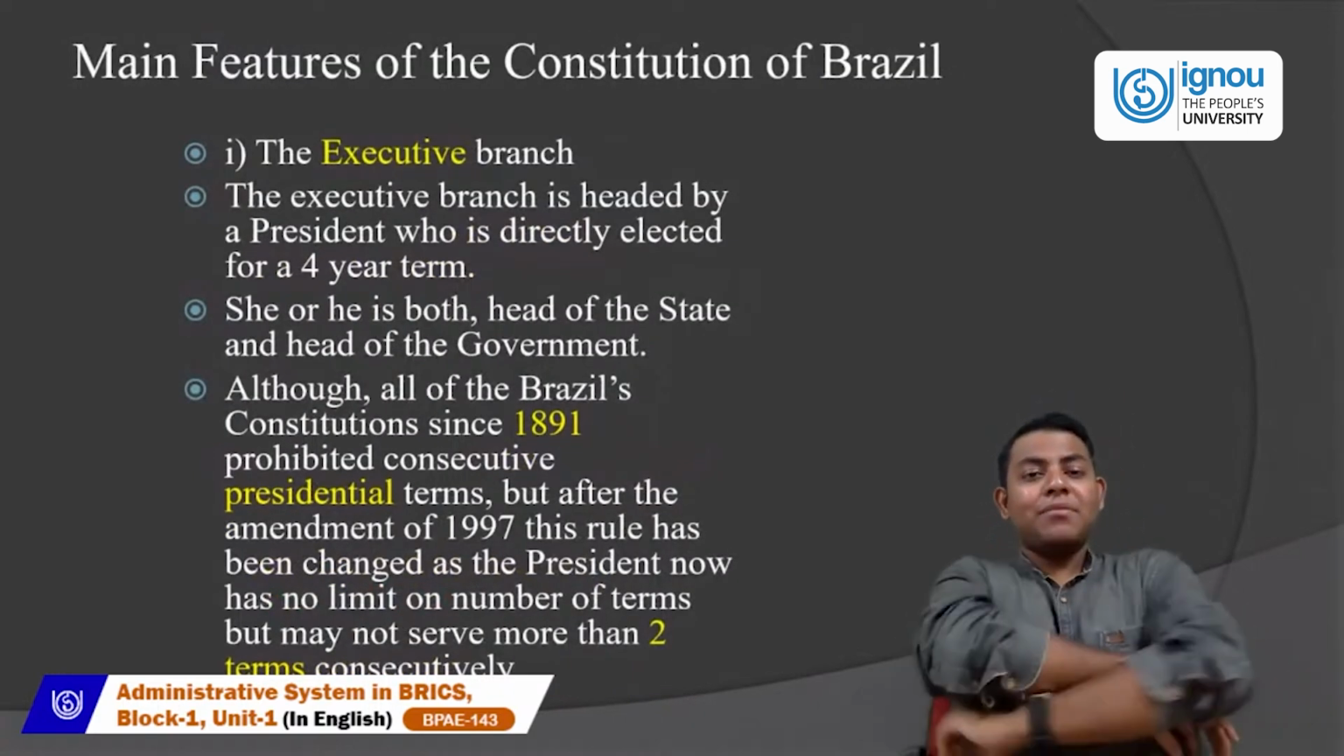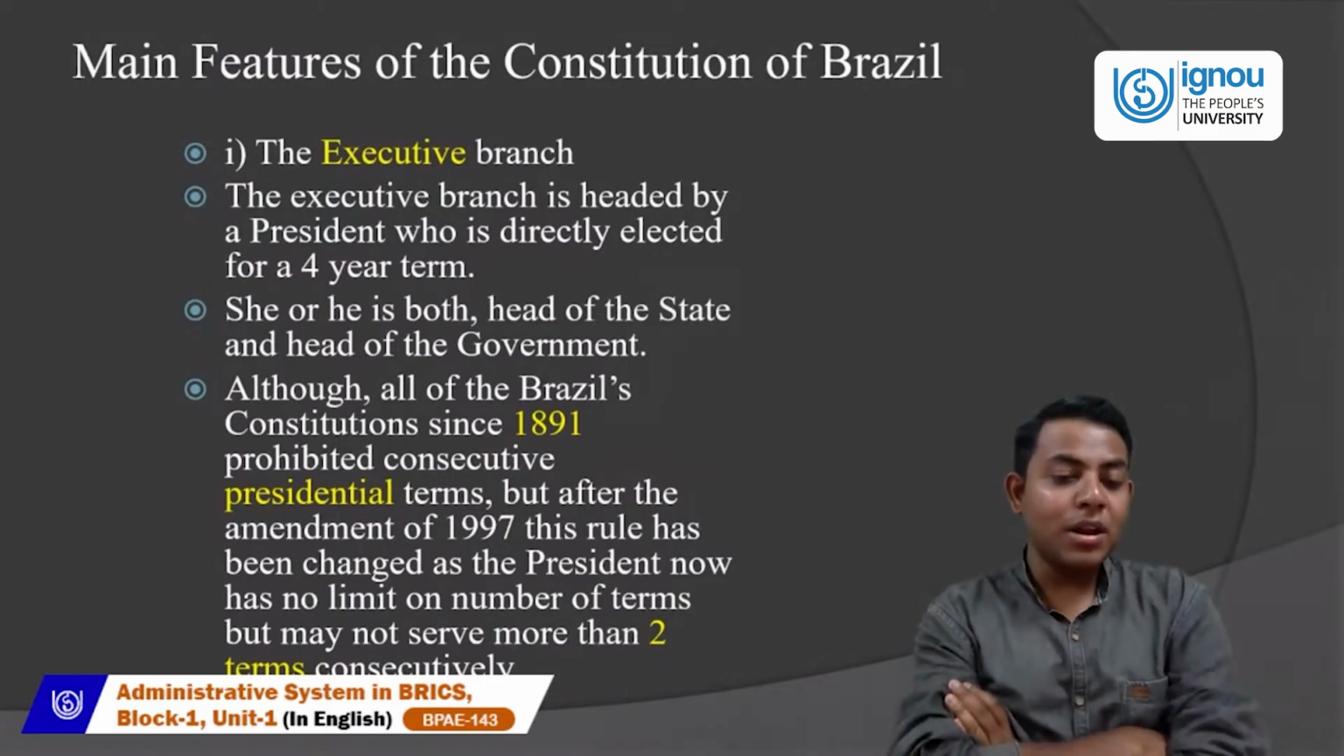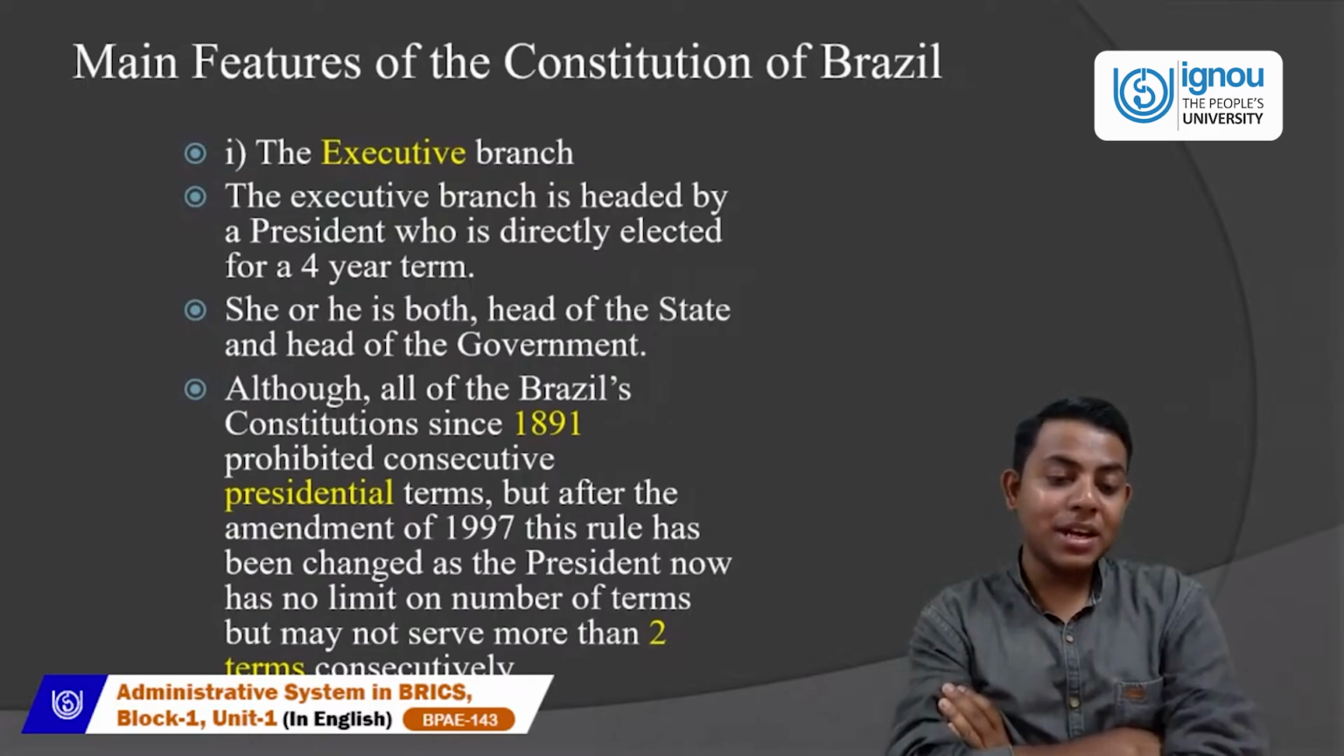Now let us discuss the main features of the Constitution of Brazil. Let us discuss the features of the executive branch. The executive branch is headed by a president who is directly elected for a 4-year term. The president of Brazil is both the head of state and the head of government. Although all of Brazil's constitutions since 1891 prohibited consecutive presidential terms, after the amendment of 1997 this rule has changed, as the president now has no limit on the number of terms, but may not serve more than 2 terms consecutively.